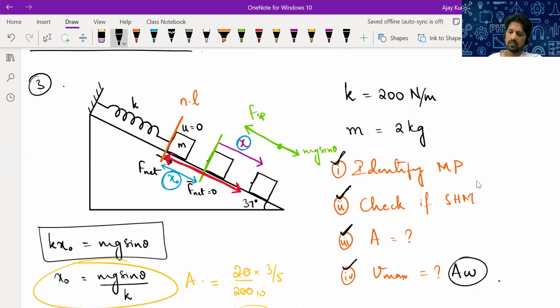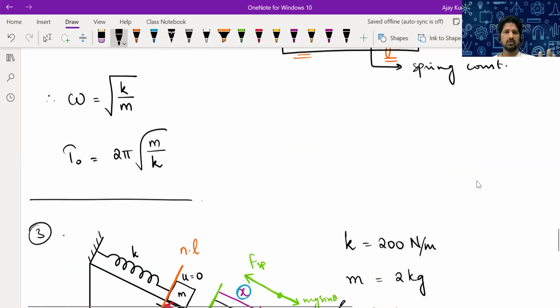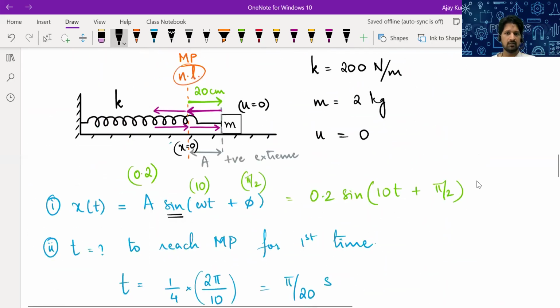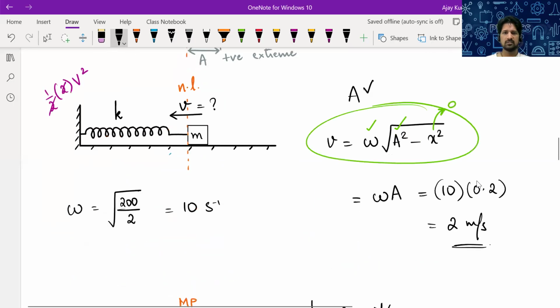Now, in any case, the time period, which is 2π root m by k, or generally 2π by ω, where ω is the square root of k by m, never depends on amplitude. So whether it is small oscillations or slightly larger oscillations of the spring-block system, it takes the same time. Because when deriving the time period, did we ever bother about where the block is released from? No. How do we derive the time period? What are the steps to derive it?